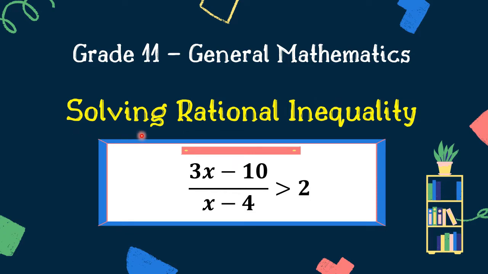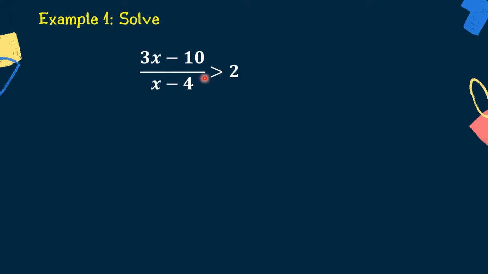This time we will learn how to solve rational inequality. So how do we solve for a rational inequality? We have here an example of a rational inequality, which is (3x minus 10) divided by (x minus 4), the quotient is greater than 2. If we are solving for rational inequality, ang hinahanap nating solusyon is in the form of interval notation.